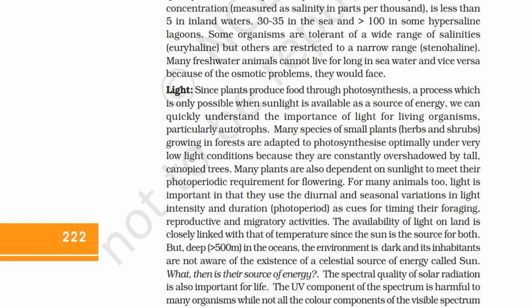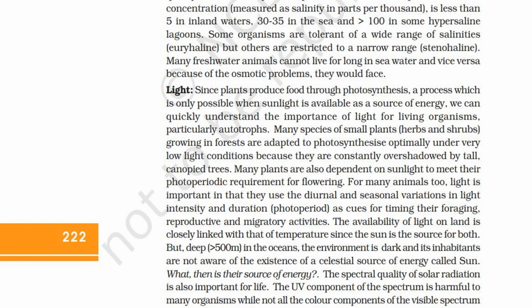Light. Since plants produce food through photosynthesis, a process which is only possible when sunlight is available as a source of energy, we can quickly understand the importance of light for living organisms, particularly autotrophs. Many species of small plants, herbs and shrubs growing in forests are adapted to photosynthesize optimally under very low light conditions because they are constantly overshadowed by tall, canopied trees. Many plants are also dependent on sunlight to meet their photoperiodic requirement for flowering. For many animals too, light is important in that they use the diurnal and seasonal variations in light intensity and duration, photoperiod, as cues for timing their foraging, reproductive and migratory activities.